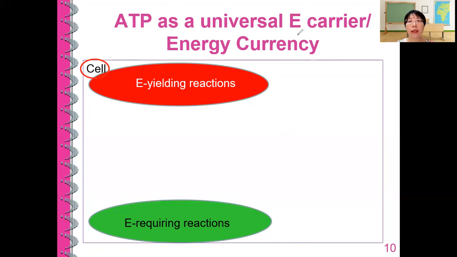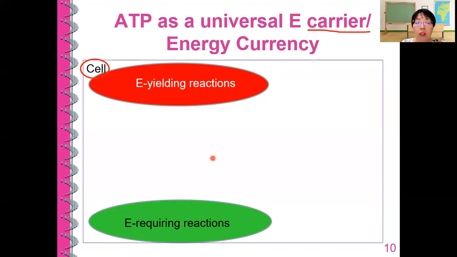So when it carries energy, where does it carry from where to where? It carries energy from energy yielding reactions in the cell. So in the cell there are many reactions. The energy yielding reaction is a reaction that releases energy. When this reaction releases energy, the ATP will take this energy and travel to other parts of the cell that require energy and then release the energy to those energy requiring reactions. So therefore it's a carrier. It carries energy from where to where? From energy yielding reactions to energy requiring reactions in the cell.